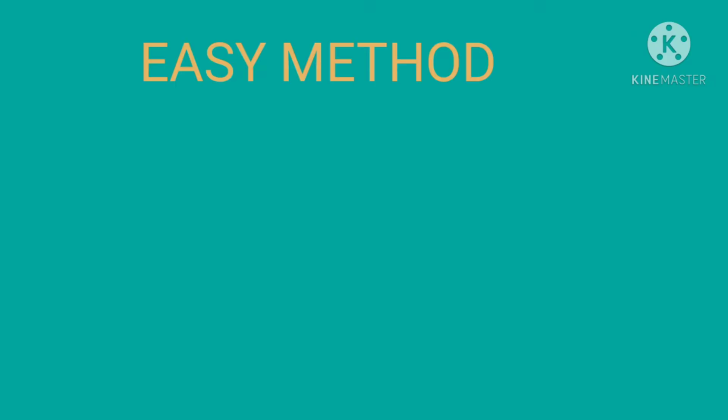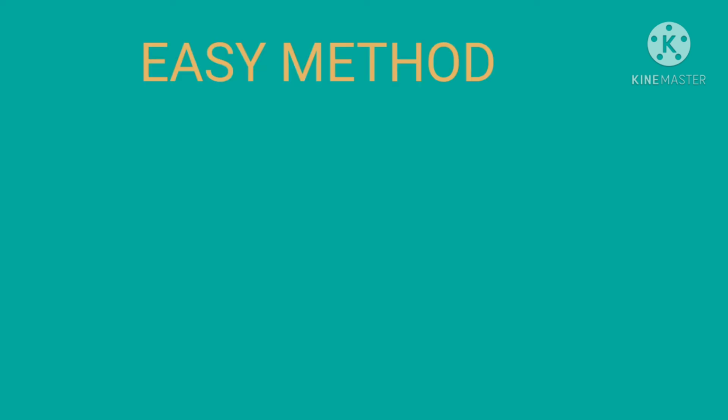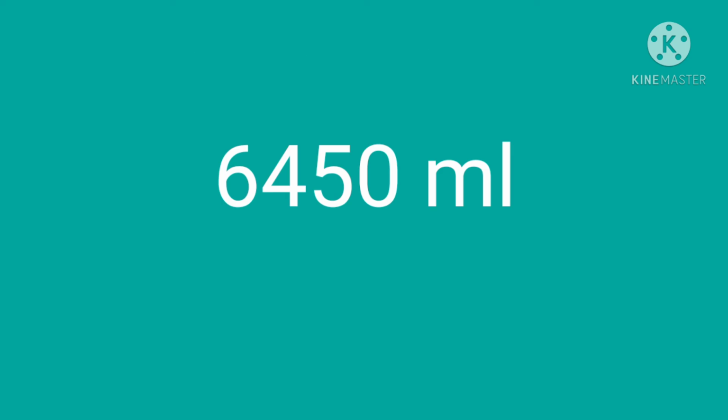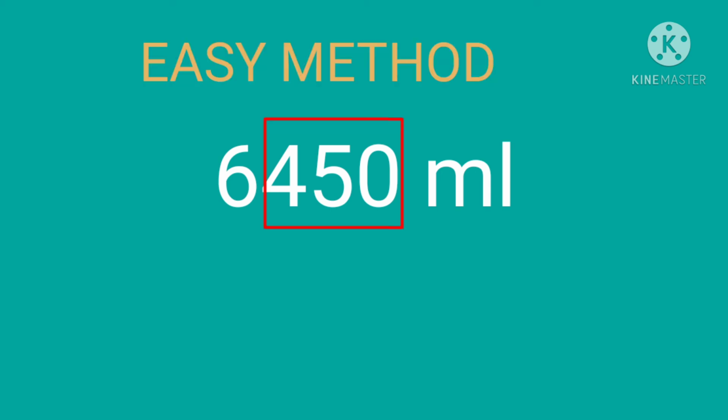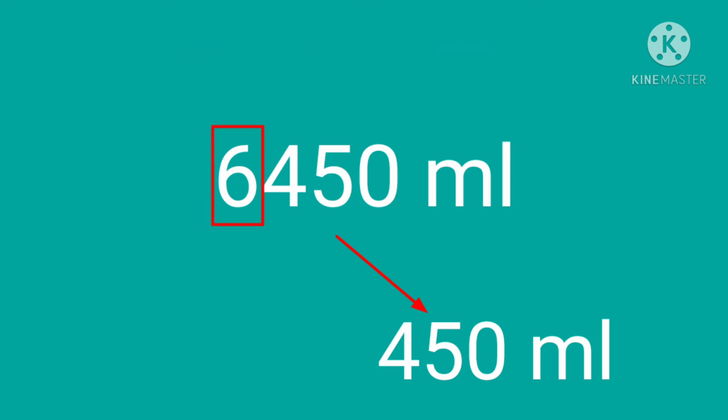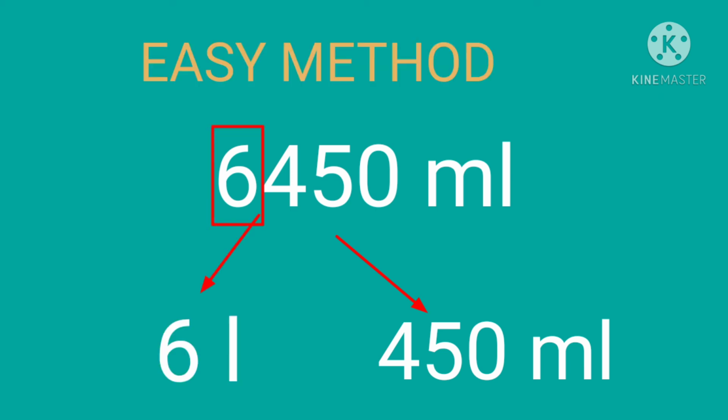Now let us do an easy method to convert milliliters to liters and milliliters. Consider 6450 milliliters. The last three digits 4, 5 and 0 form the milliliters and the rest of the digits form the liters.